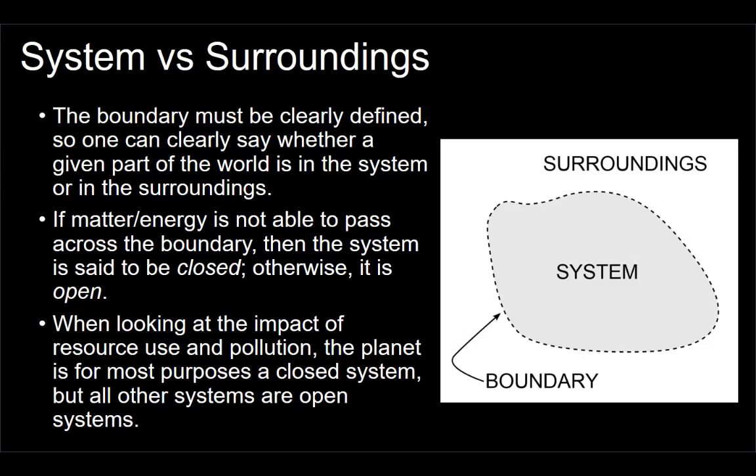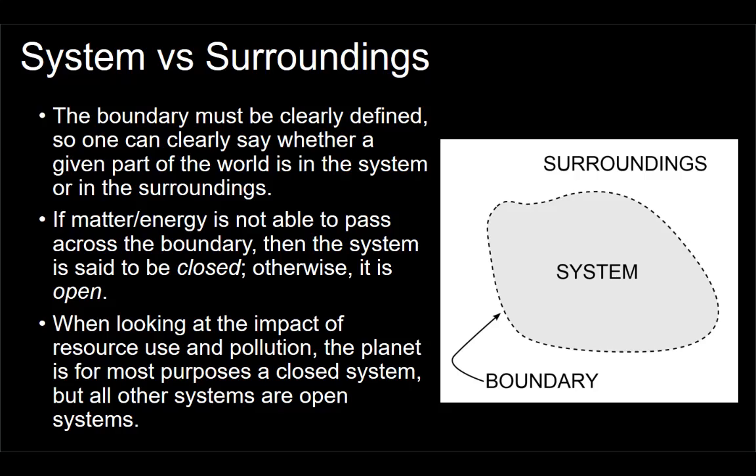When we take a look at system versus surroundings, the boundary must be very clearly defined so that one can clearly say whether a given part of the world is in the system or in the surroundings. Now, if you're looking at the United States, that could be one system, and the boundaries of our country represent the system. Everything else would then be in the surroundings. But as you saw in the previous slide, hopefully you realize that the Earth is the ultimate system here, and the surroundings are those things beyond our planet.